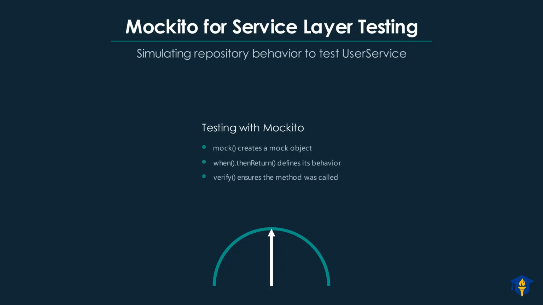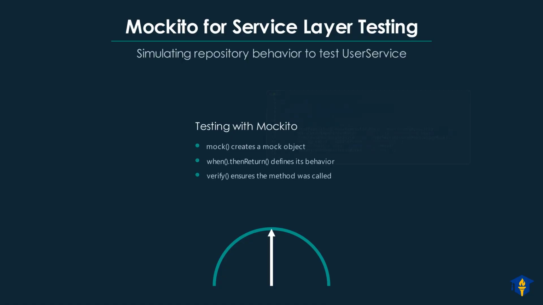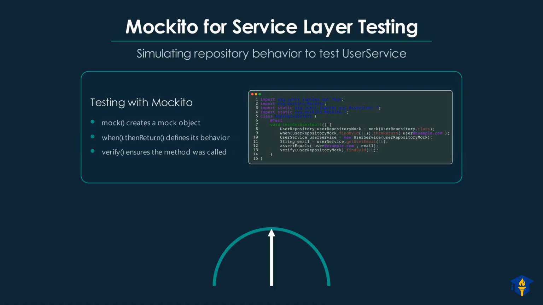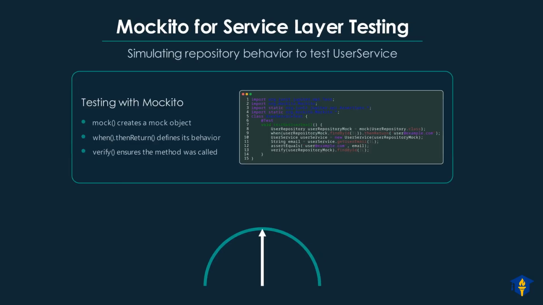Now, let us look at how we can implement testing with Mockito for this user service. The mock method creates a mock object. When-thenReturn defines its behavior, and verify ensures the method call. This code illustrates a Mockito test case for the user service, simulating the user repository's findById method.